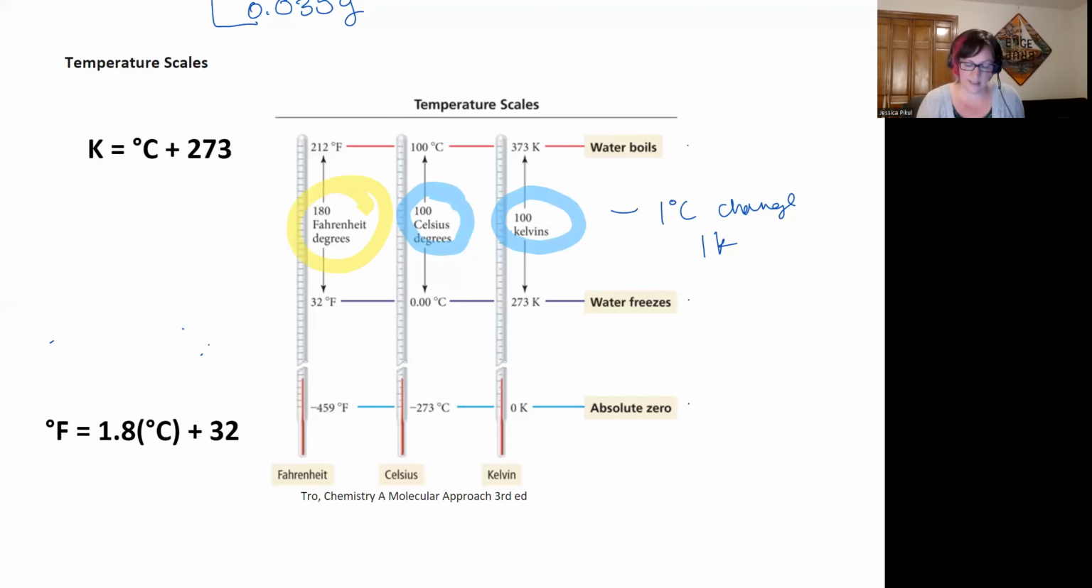The other difference that we see here is going to be in the absolute zero definition. I'm going to go underneath it. Fahrenheit defines it as negative 459. Celsius defines it as negative 273. Kelvin defines it as 0.